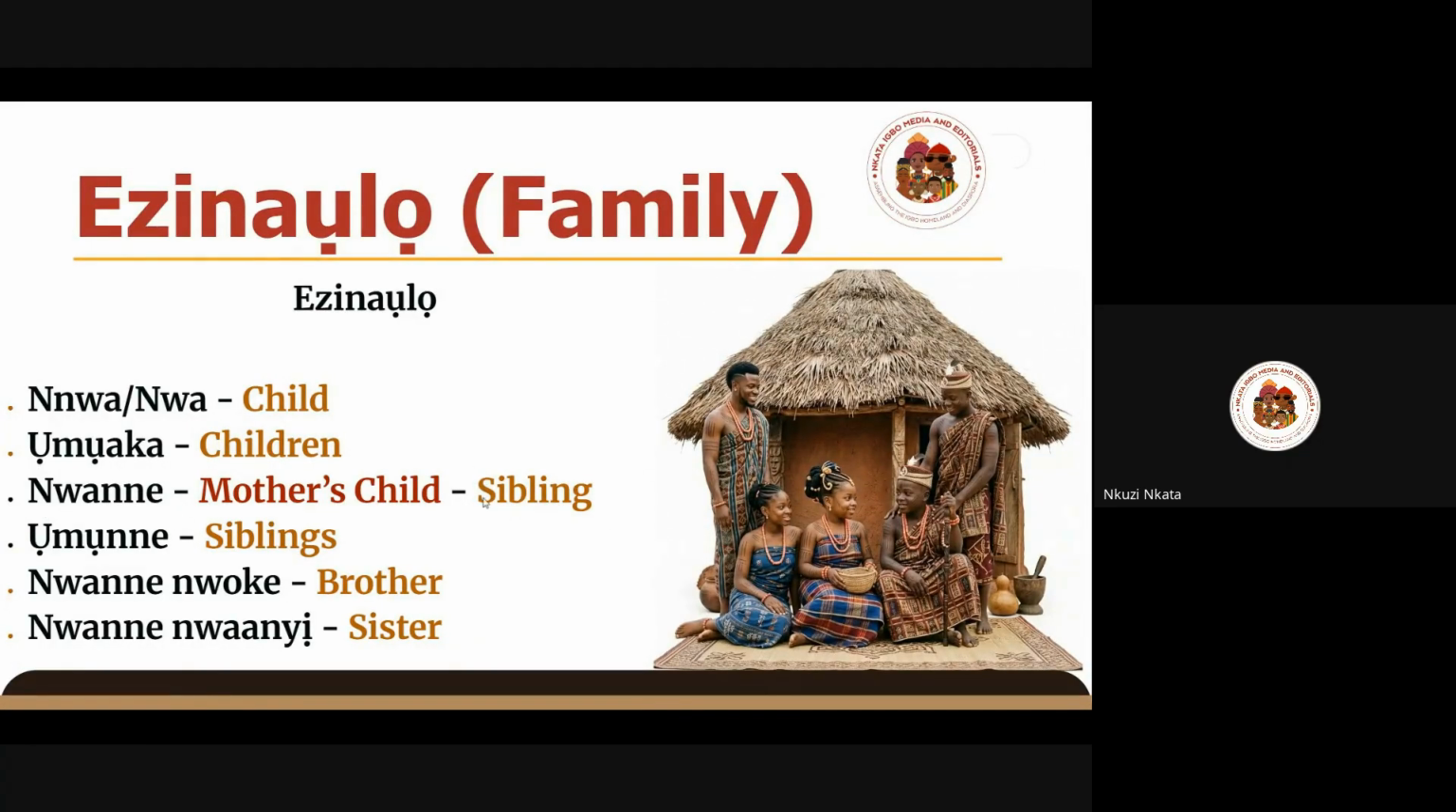Then onye nne means sibling. Nwa from child, nne from mother. So nwanne, mother's child. You relate to your sibling from your mother, but you relate to other members of your family from your father. So your sibling in Igbo is basically from the same mother. Born of the same mother. So nwanne is my mother's child, my sibling.